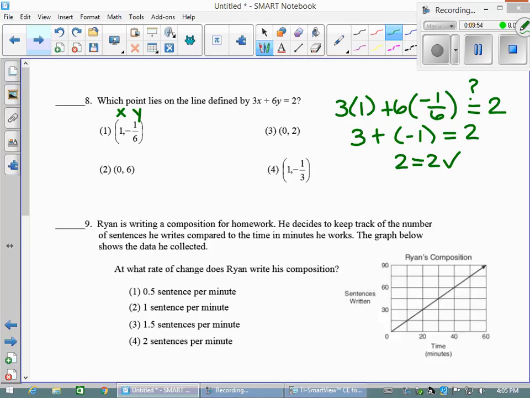If it did not work out, I would have continued on and checked each point until I found the point that made the equation true.